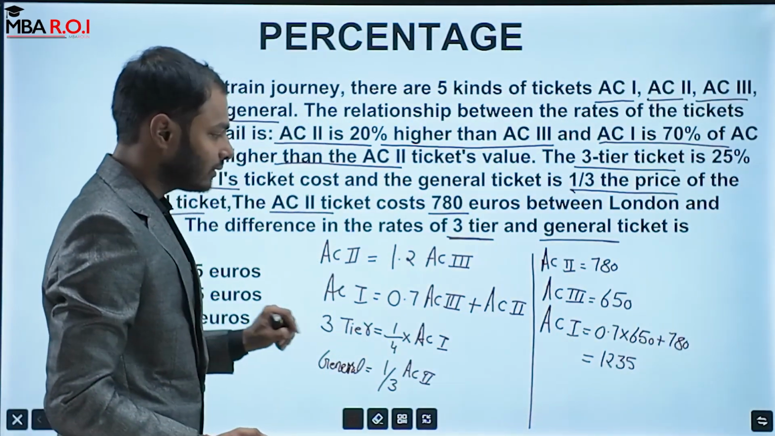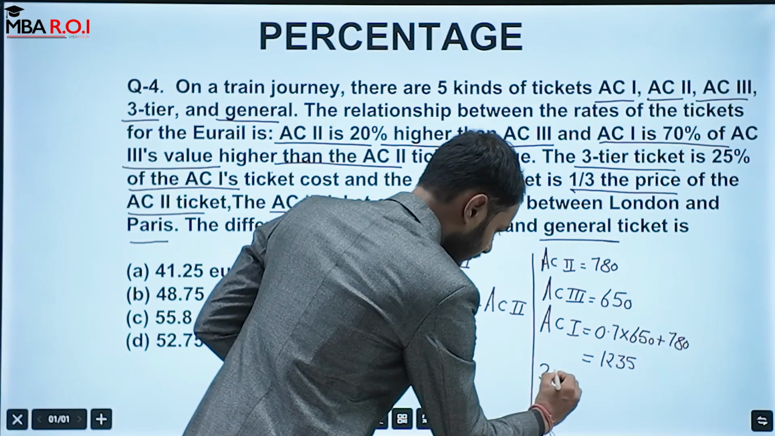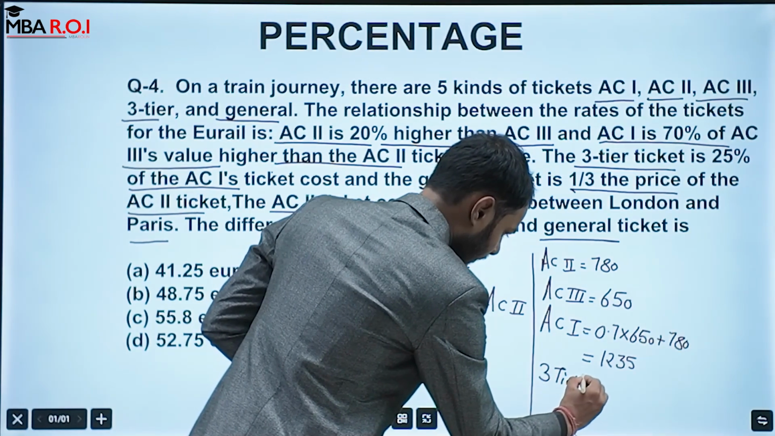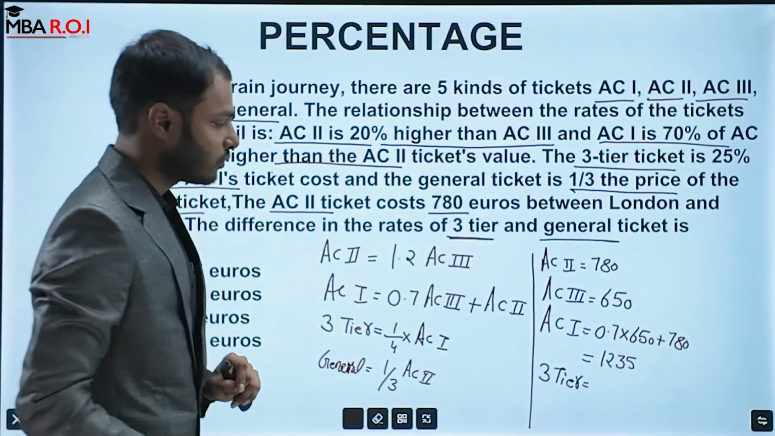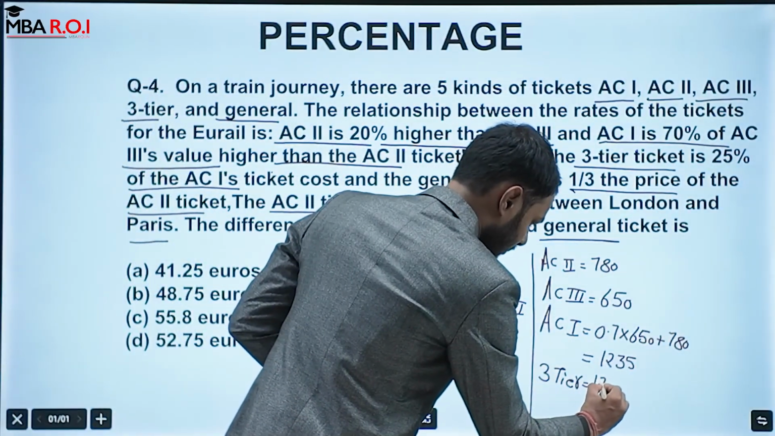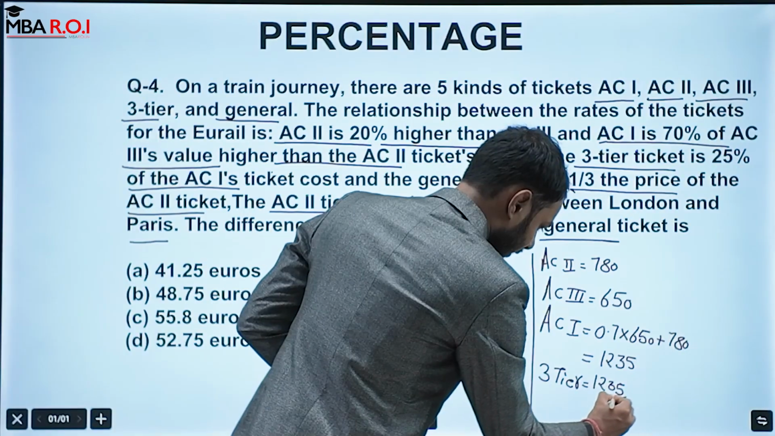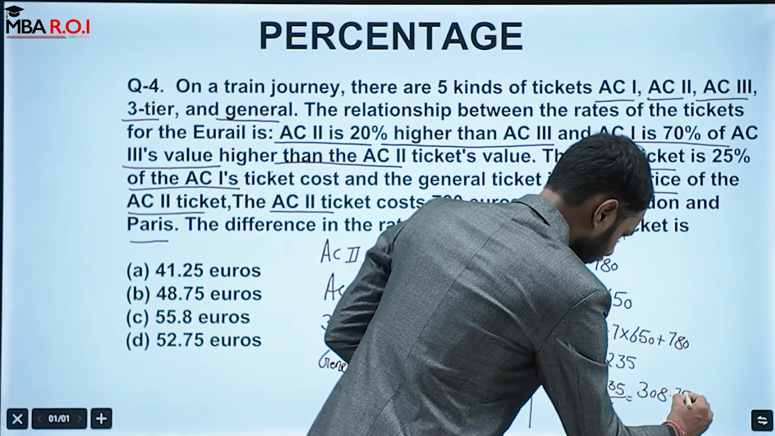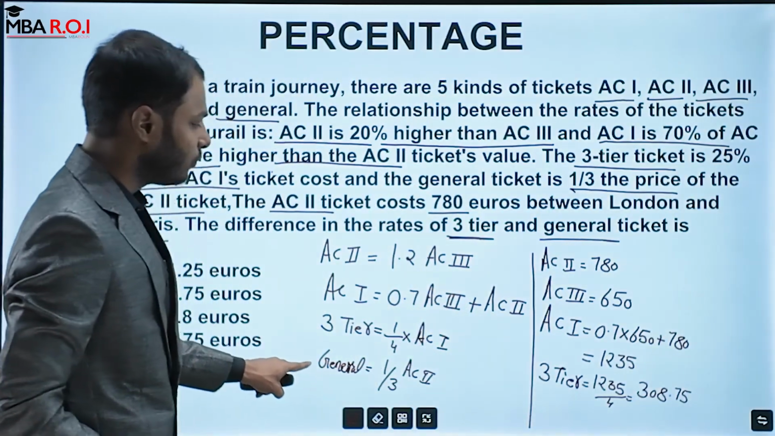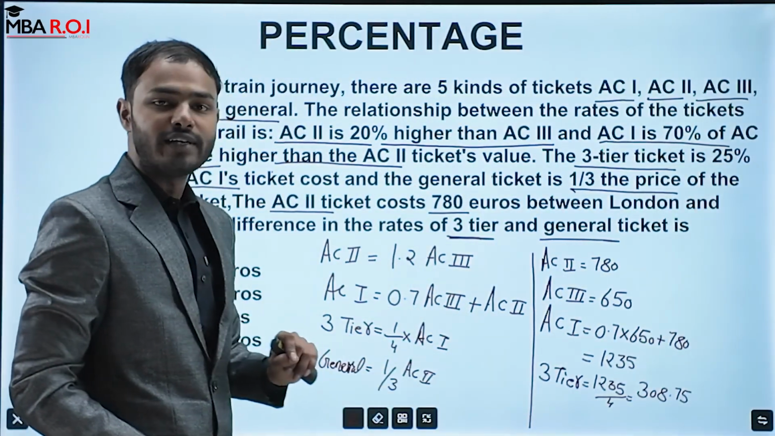Next we need to find the third tier ticket. So what is the third tier ticket? It is 1/4 of AC first. So what is 1/4 of AC first? It will be simply 1235 divided by 4, 308.75.